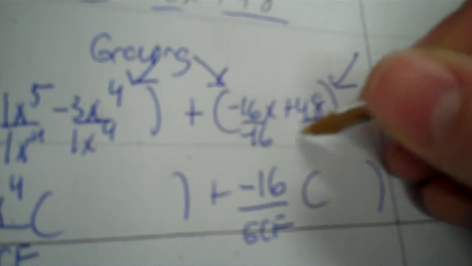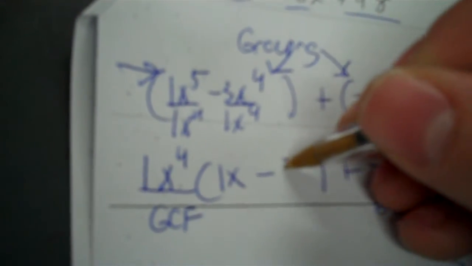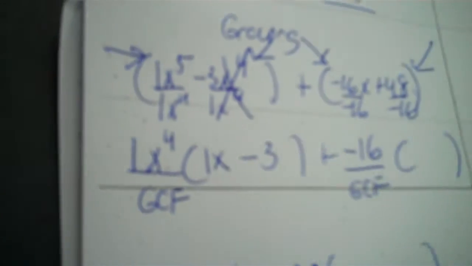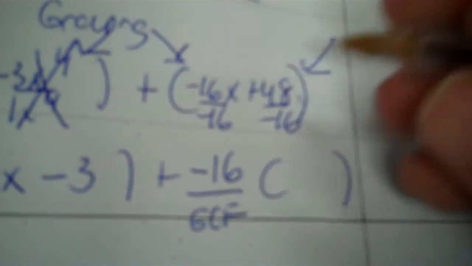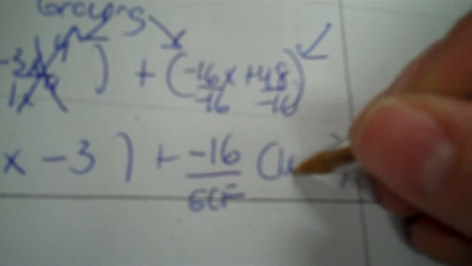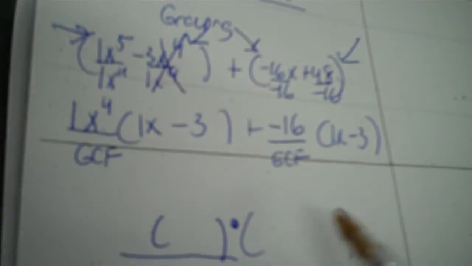Okay, now you go up and divide by those GCFs. That 1x to the fourth, 1x to the fourth. Negative 16, negative 16. So it's going to be 1. 5 minus 4 is x to the first, which is just x, minus 3. 4 minus 4, cancel them. Don't even put x. Okay, then over here I'm going to get the same thing. That's 1x, and that's minus 3. Okay, so you have 1x minus 3, 1x minus 3.